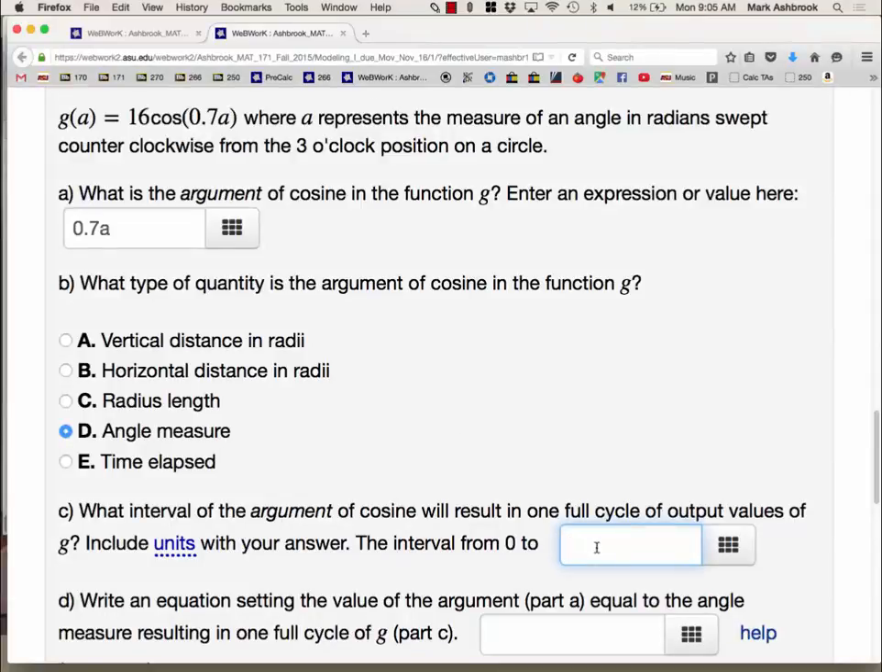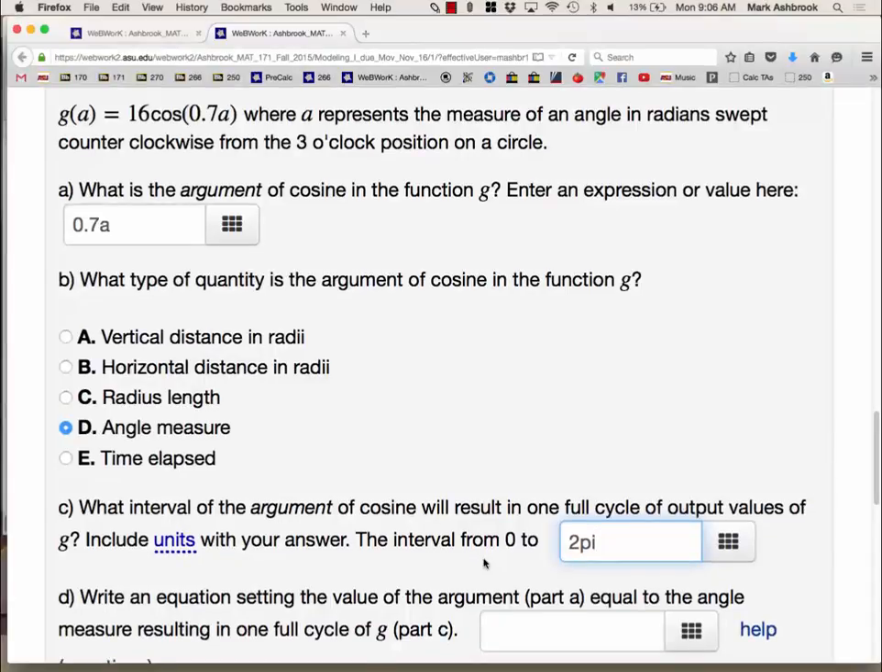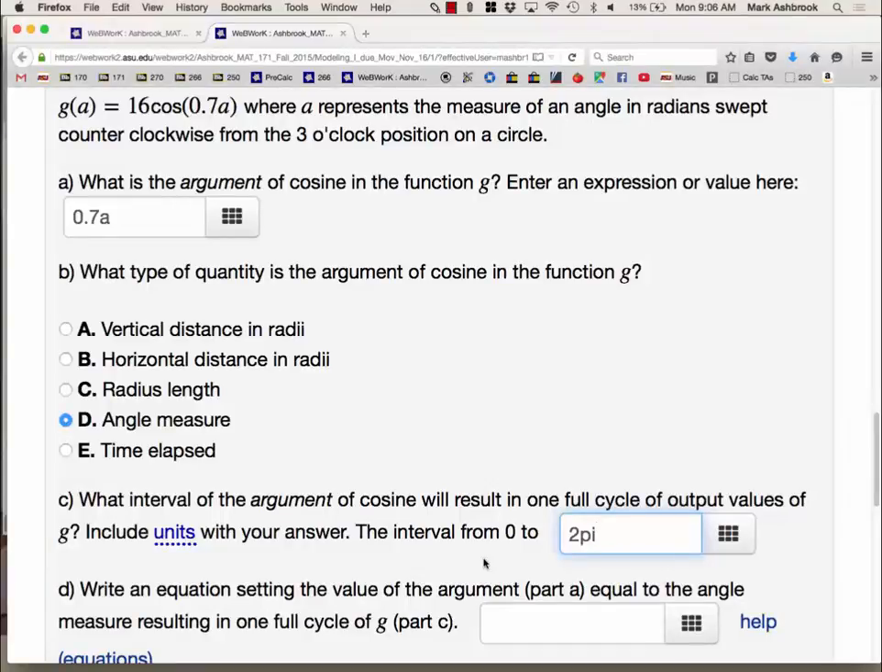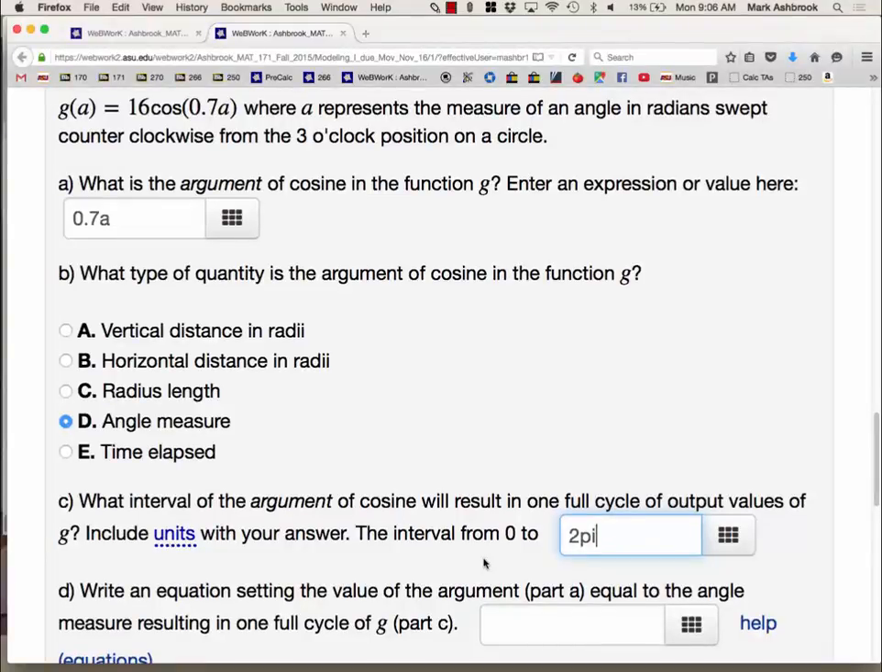So from 0 to 2 pi is what the argument has to do. Now write an equation setting the value of the argument equal to the angle measure resulting in one full cycle of g. All right? Setting the value of the argument, 0.7A, equal to what angle measure results in a full cycle? 2 pi. So that's what we're doing there.